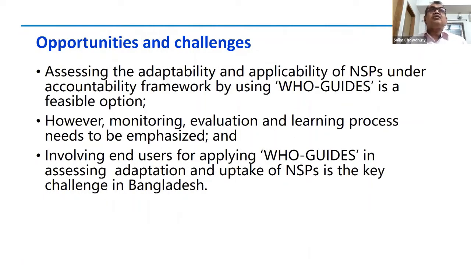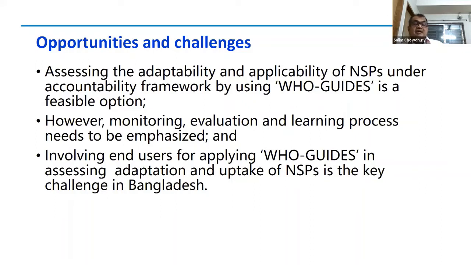And from this virtual discussion with the relevant stakeholders about the opportunities and challenges in guideline adaptation and implementation, what we learned is that using the WHO guideline is a feasible option in assessing the adaptability and applicability of NSPs under an accountability framework. But the monitoring, evaluation, and learning process needs to be emphasized.